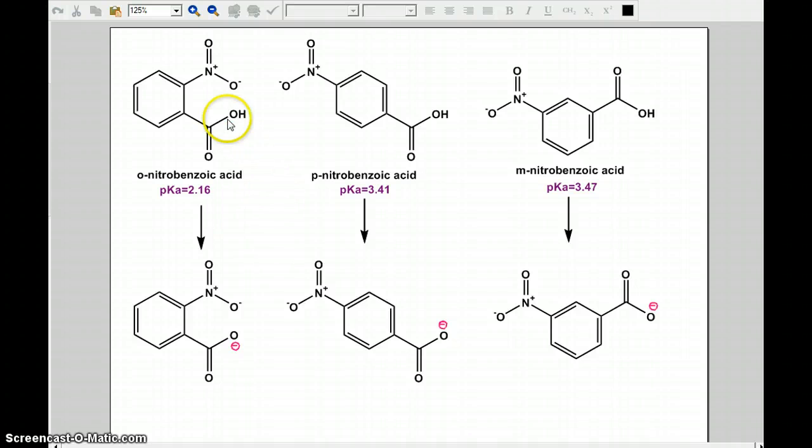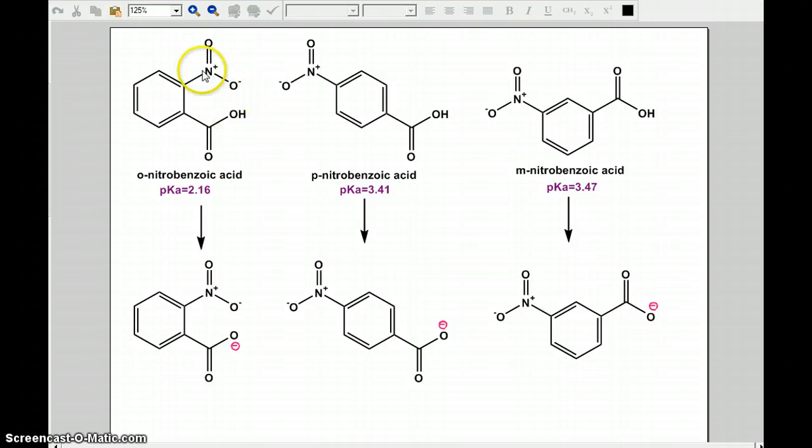Okay, because if you say that this OH group is going to form a hydrogen bond with the O of the nitro group, then the pKa of ortho-nitrobenzoic acid should be higher than para-nitrobenzoic acid, right? But that is not the case. Here the OH group does not form a hydrogen bond with the oxygen of the nitro group. The reason is the steric hindrance.